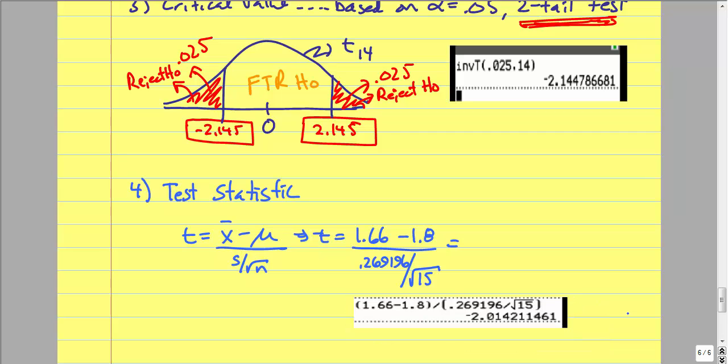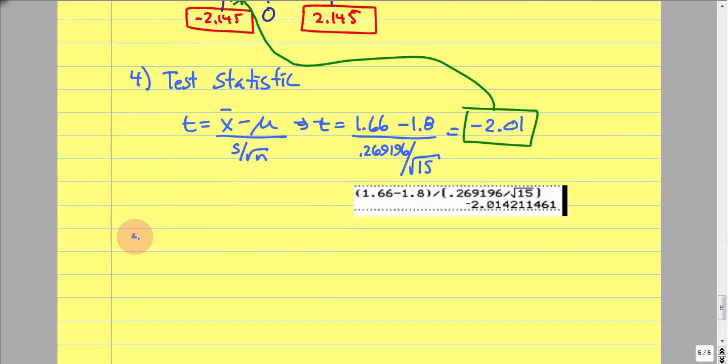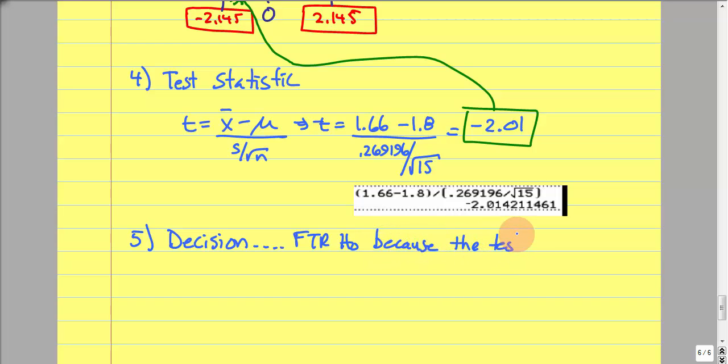So we get a negative 2.01. Negative 2.01 for my test statistic. Okay, now what I basically do is I take this negative 2.01 and I compare it up here. Negative 2.01 would fall somewhere right about here, and we could see that that's in the fail to reject region. So on my next step when I make a decision, I'm going to fail to reject H0 because the test statistic is not more extreme than either critical value.